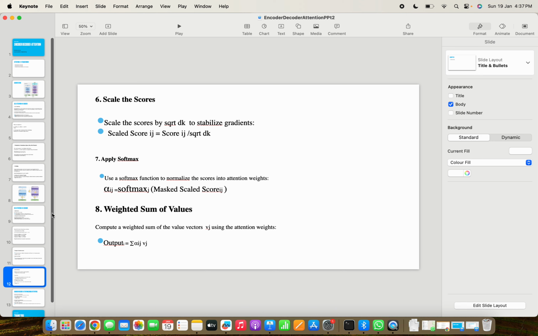Now here the scaling of the score concept comes. Here the scores are getting scaled by the square root of the dimension dk. The score that we are getting, we are dividing it by the square root of dk. Then we apply the softmax to the masked score that we received before, eij. Then there is the concept of the weighted sum of values, where we add all the values: the sum over j of alpha ij, that softmax output, times vj, the value vector.